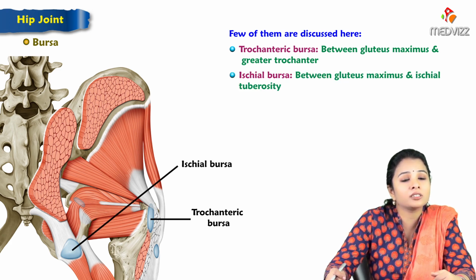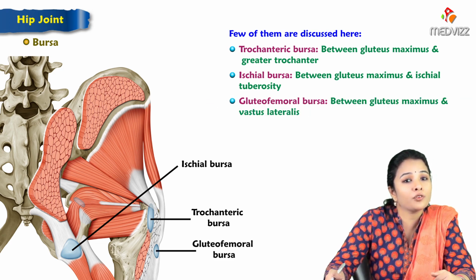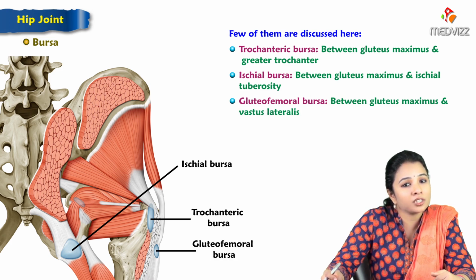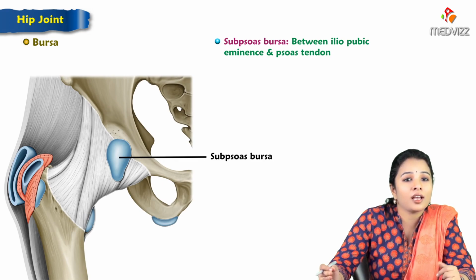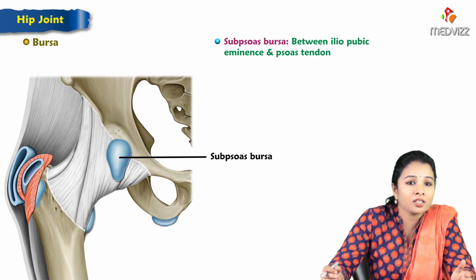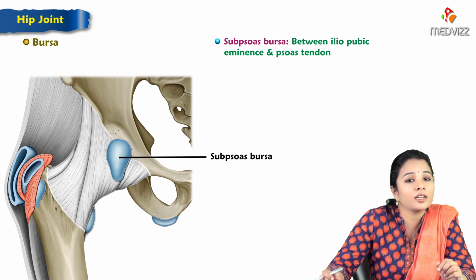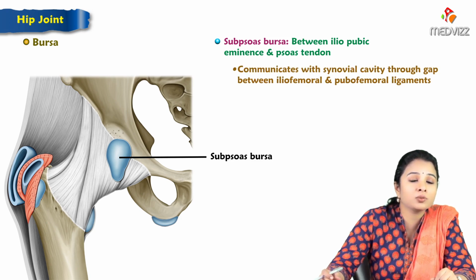Ischial bursa is between the gluteus maximus and ischial tuberosity. Gluteofemoral bursa is between the gluteus maximus again and vastus lateralis muscle. Subpsoas bursa, as the name suggests, is associated with the psoas tendon. It is between the iliopubic eminence and psoas tendon, so it is called subpsoas bursa. It communicates with the synovial cavity through the gap between the iliofemoral and pubofemoral ligaments.